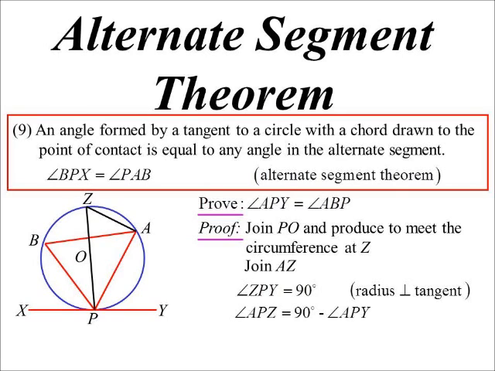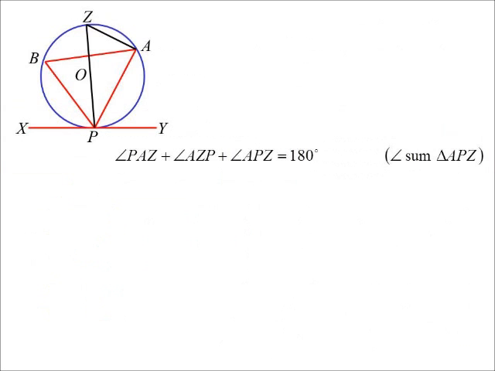So APZ would then be 90 minus APY. But PAZ, because I created a diameter, that'll end up being 90 degrees as well. But for angle in a semicircle would be our reason for that one. Then I can use angle sum of a triangle in triangle APZ. I know the three angles there will add up to 180.